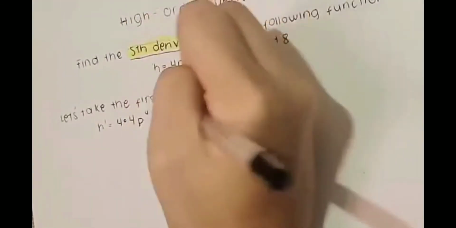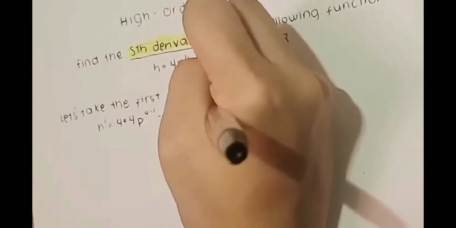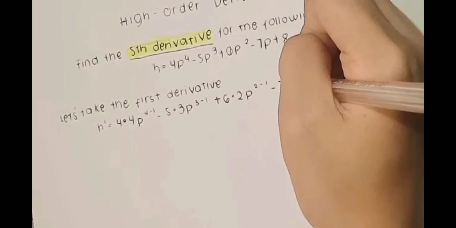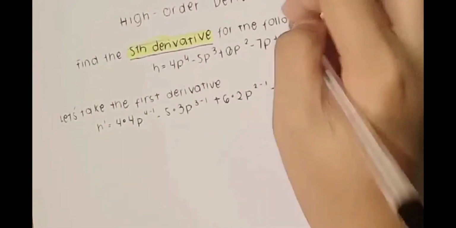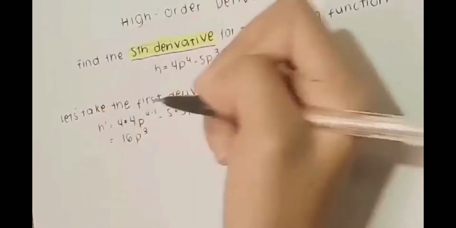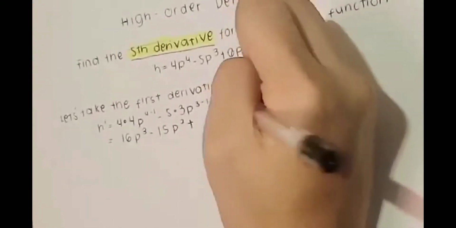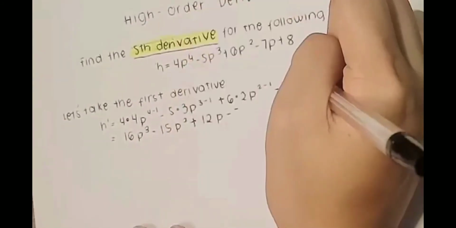So h prime is equal to 4 times 4p, and you need to minus 1 the exponent, 4 minus 1, and then minus 5 times 3p, 3 minus 1, plus 6 times 2p, and 2 minus 1, minus 7 times 1 plus 0. So the constant becomes 0. So next, simplify. So 4 times 4 is 16, then p, and then 4 minus 1 is 3, minus 5 times 3 is 15, p squared, plus 6 times 2 is 12, p, and then minus 7.